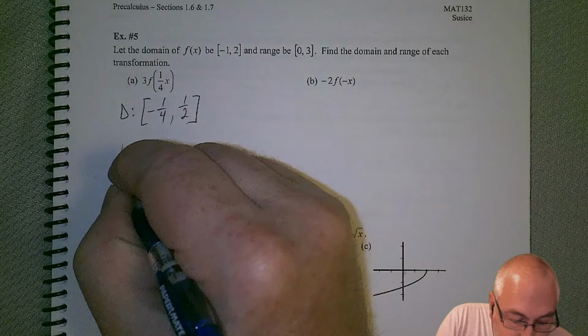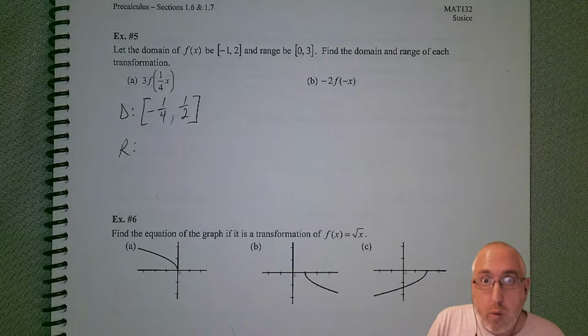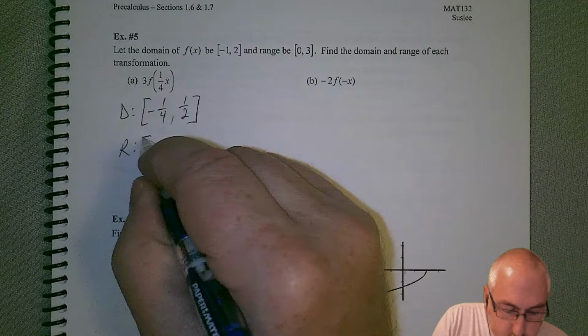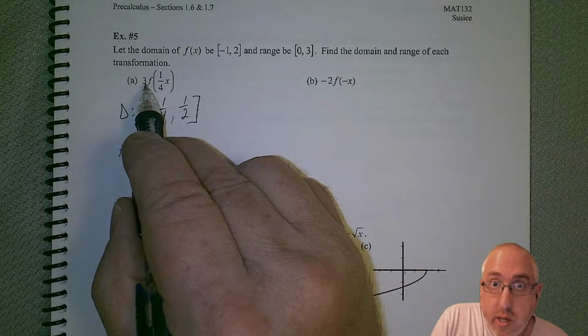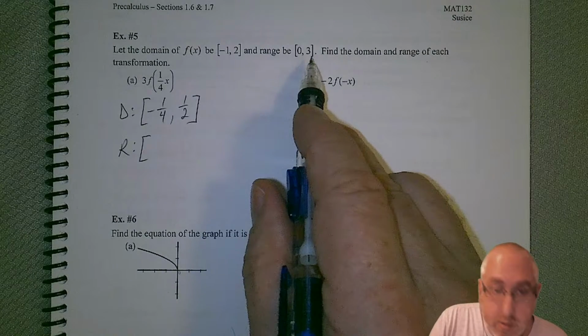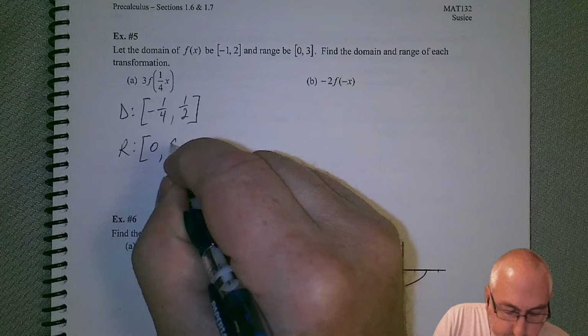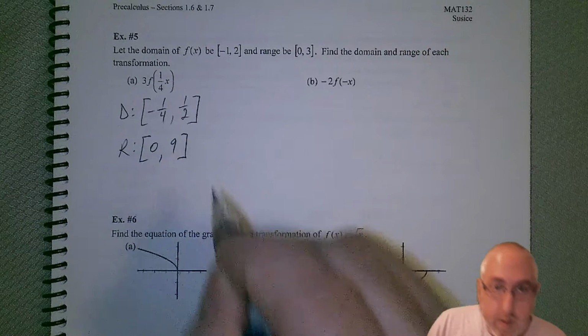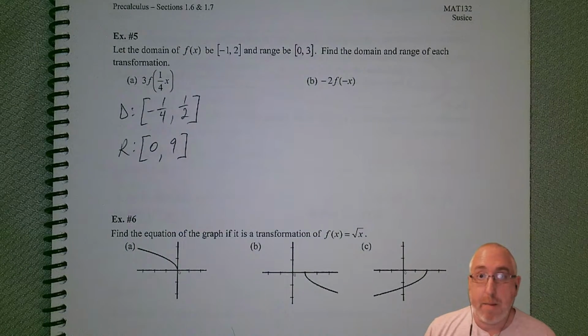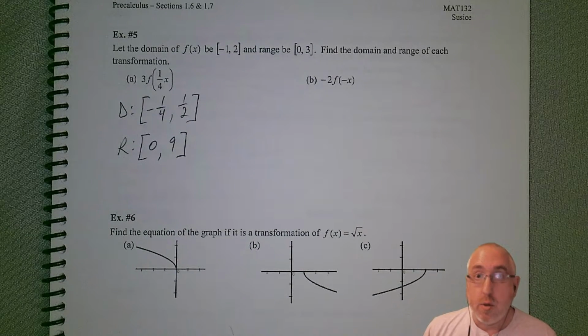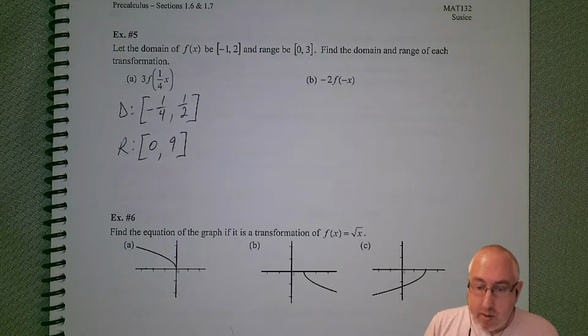So for the range now, what's going to happen to that? Now we're going to use this 3 and multiply it by both of those. So 0 times 3 is still 0. 3 times 3 is 9. And that's it. So we can use that same logic on this next one.